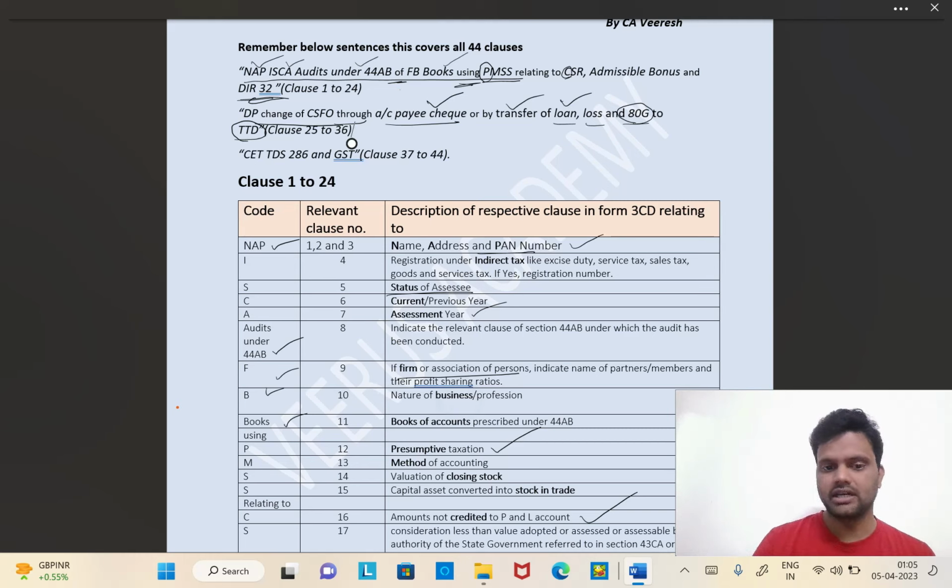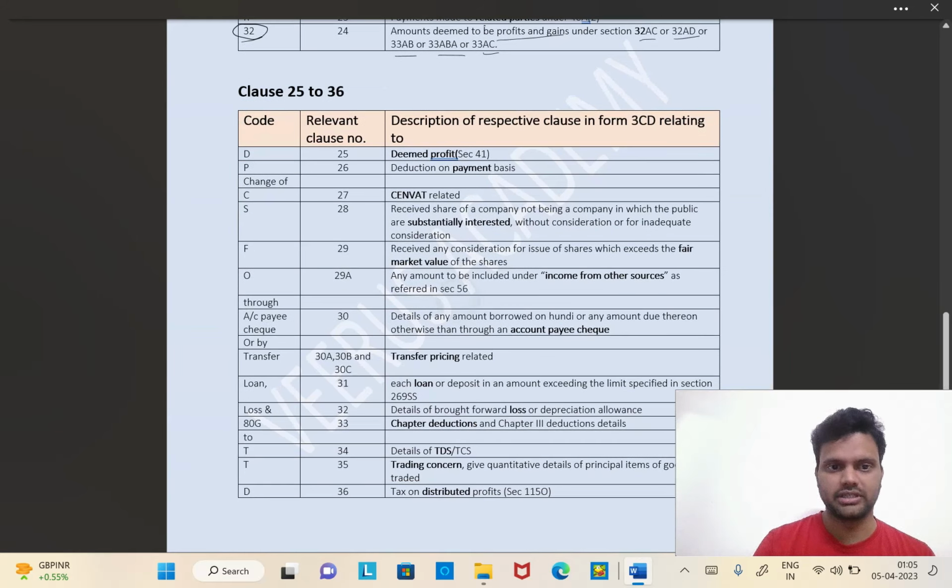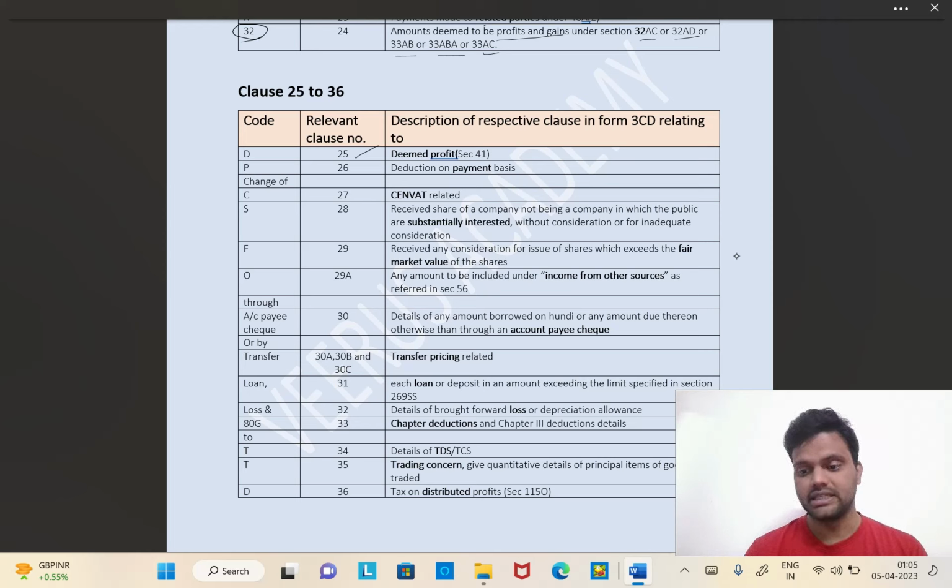Now we will see the meaning of each word which was used here, clause number 25 to 36. Now we will start with clause 25. That is D, the first word in DP. D means deemed profit under section 41 of the Income Tax Act, and P means deduction on payment basis. This is heading to 43B of the Income Tax Act. Certain expenditure is allowed only on the payment basis, 43B. And 'change of', again, I have used only to make a sentence.